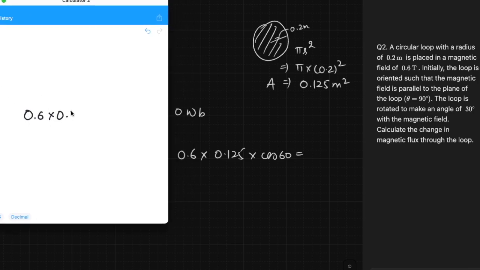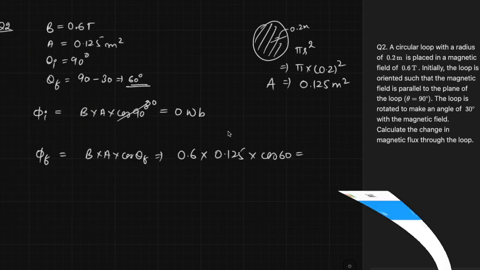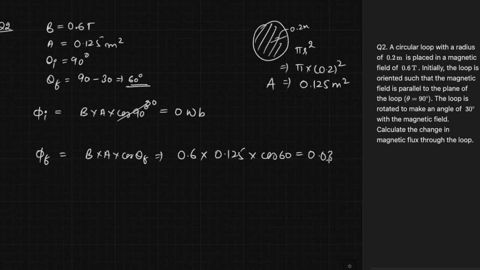0.6 multiplied by 0.125 multiplied by cos 60. So that comes to 0.037. So our value is coming 0.037. Can you guess what is the change in flux?